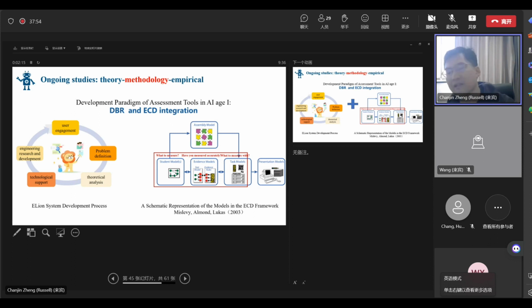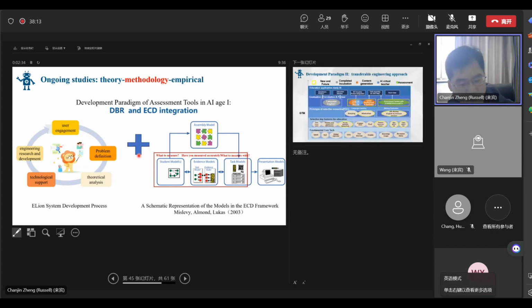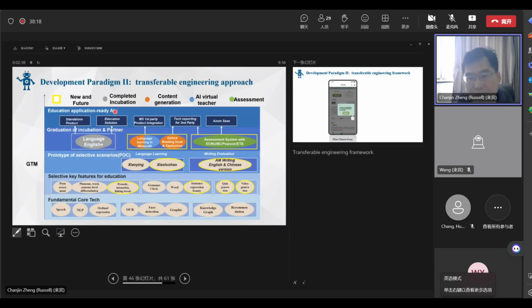But for tools developed for learning over a long time, you must have covered other aspects first before you go into this validity issue. So we believe that a combination of both will do a lot of good. The second paradigm, we call the transferable engineering approach.